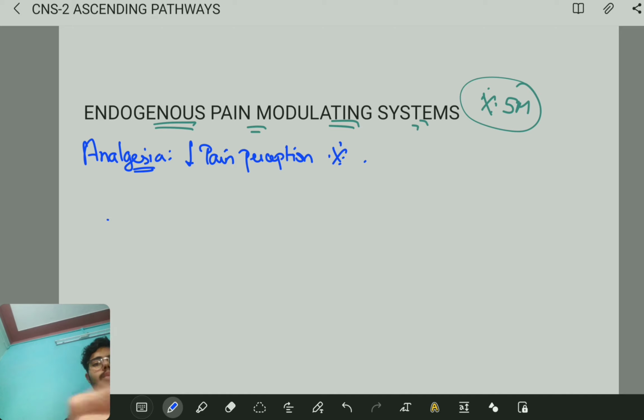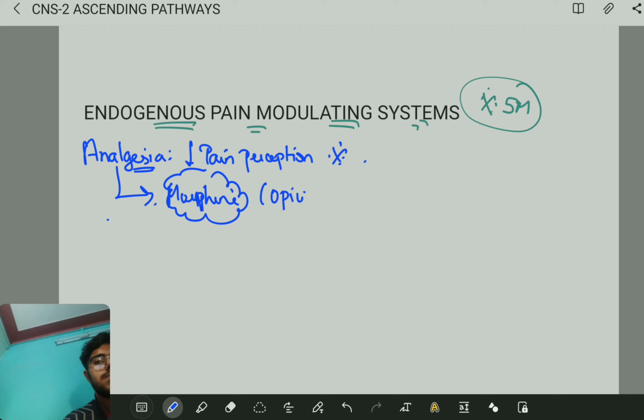Okay, see, what is the most potent analgesic you know of? It is called morphine. Very good. It is called morphine, which is an opioid. And when will you give this morphine? In cases like terminal cancers, we will give this morphine. So analgesia means decrease in pain perception.